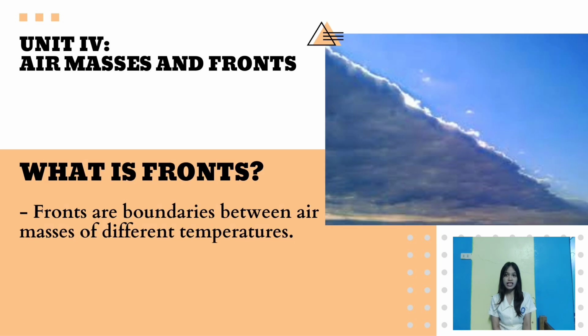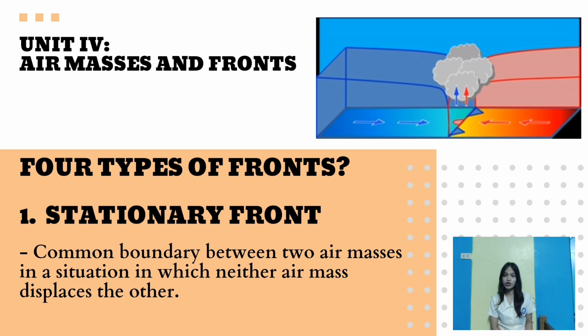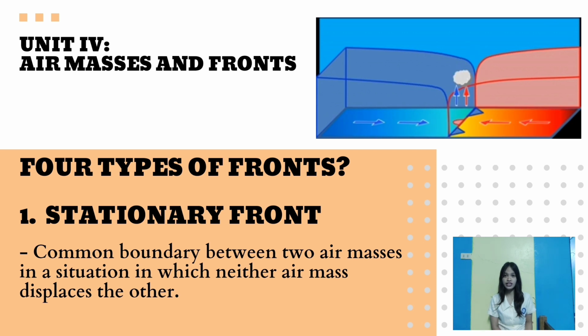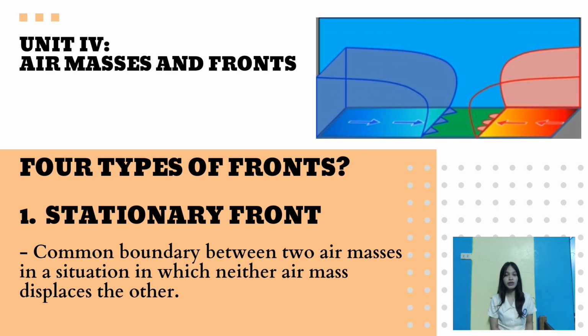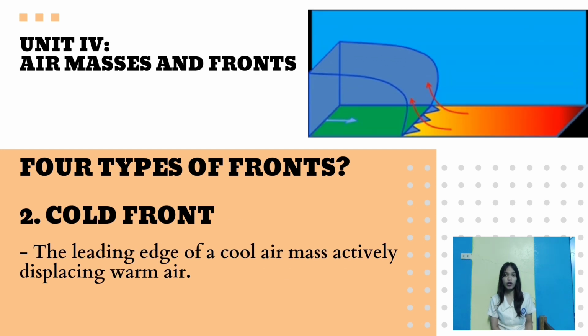Moving on to what are fronts and its 4 types. So what do you mean by fronts? Fronts are boundaries between air masses of different temperatures. Fronts are actually zones of transition, but sometimes the transition zone, called a frontal zone, can be quite sharp. The first type of front is a stationary front. The common boundary between 2 air masses in a situation in which neither air mass displaces the other. A front that barely moves, with winds blowing in almost parallel, but opposite directions on each side of the front.